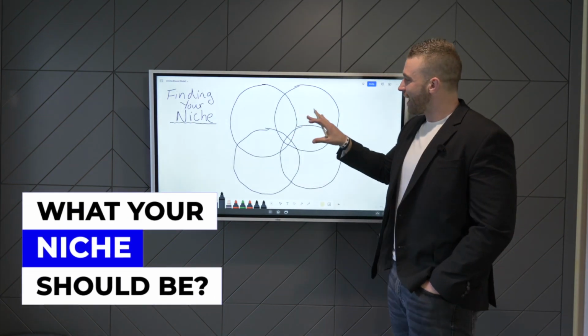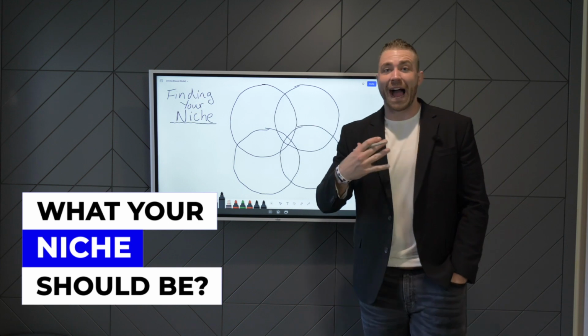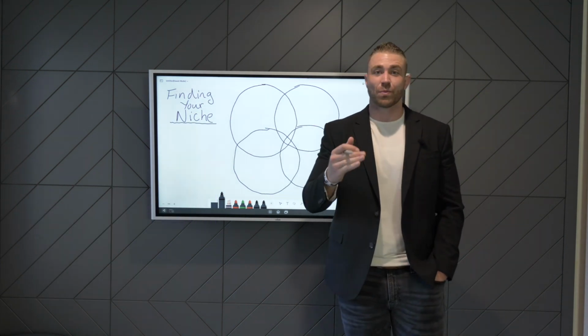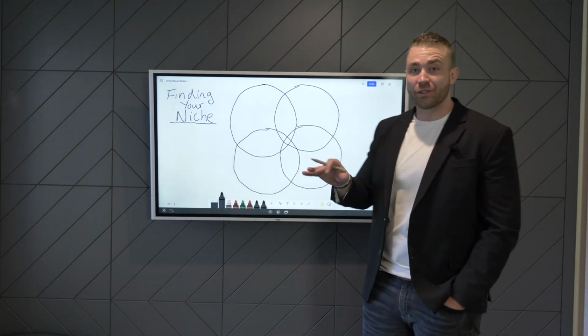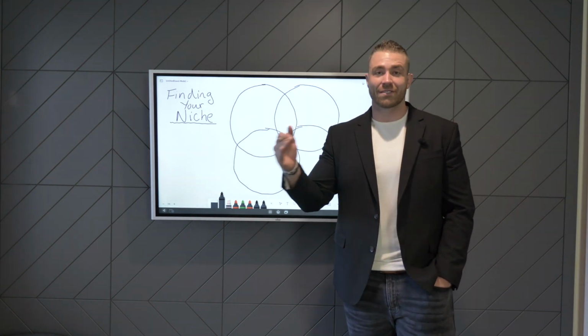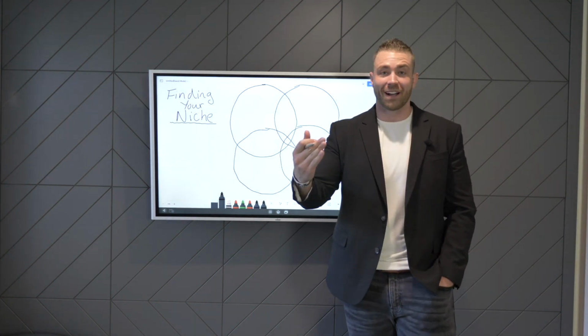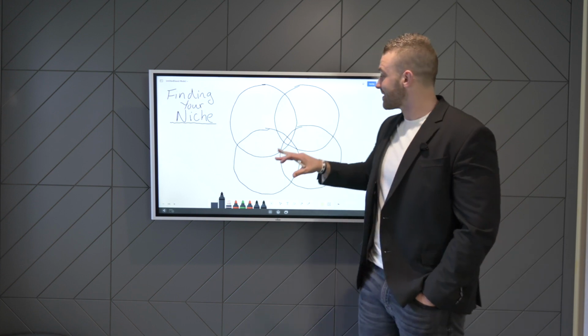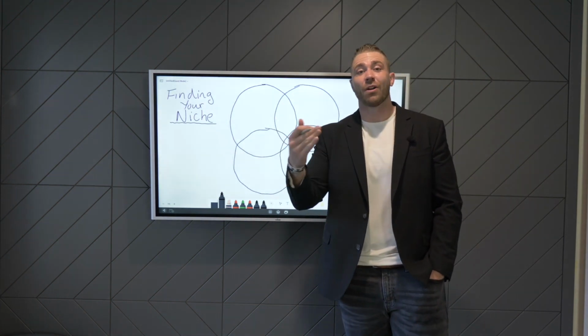Now, here's a 4-circle Venn diagram that I like to use with agents and advisors when discovering that niche. Now, I'm gonna walk you through this. I highly encourage you to go through this exercise on your own, or even while we're talking here, because it's gonna help a lot in identifying what that niche is.